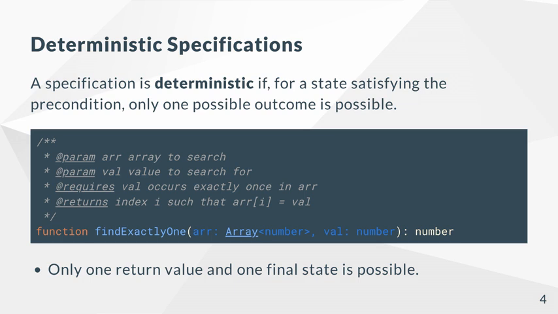A specification is deterministic if, given an input that satisfies the precondition, the output is completely fixed. For example, consider a function, find exactly 1. Its precondition is that the value occurs exactly once in the array. Because of this strict requirement, there is only one possible valid index to return. There is no ambiguity. The return value is completely determined.